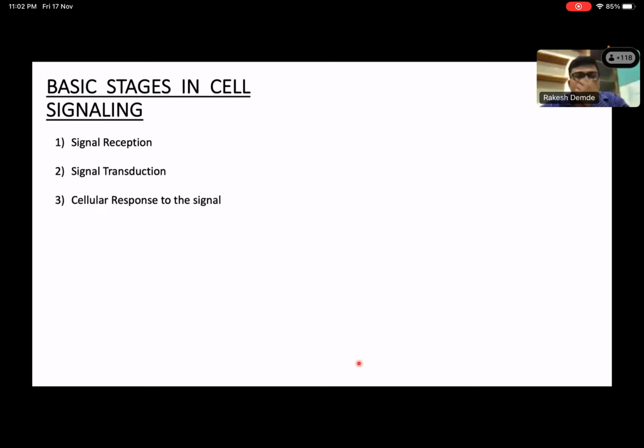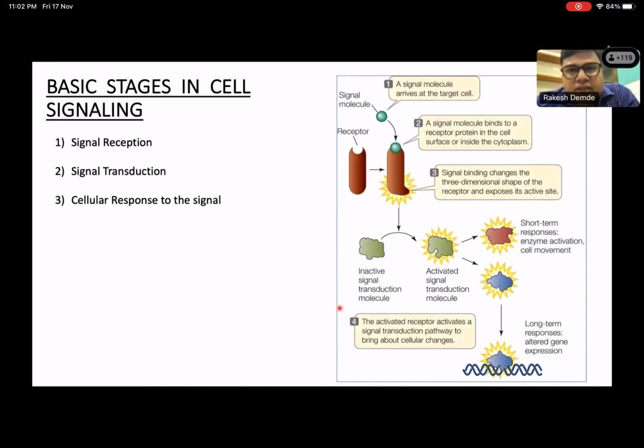So the first one is the signaling pathway, which plays a very important part in the molecular pathology of cancer development. The basic stages in cell signaling are that a signal molecule arrives at a target cell. This is basically a receptor. A signal molecule or growth factor comes to a receptor and attaches to it, and on attachment some phosphorylation takes place. An inactive signal transduction molecule is converted into an active transduction molecule, and this active transduction molecule further activates the downstream pathway and goes to the nucleus and activates transcription. So this is the basic mechanism of how the signal transduction pathway takes place.